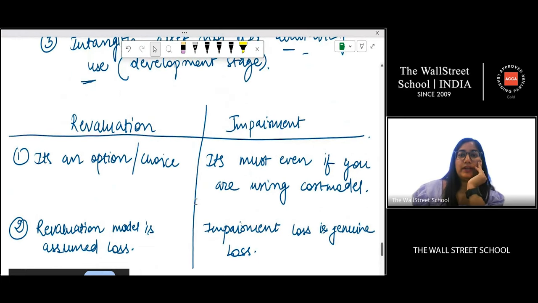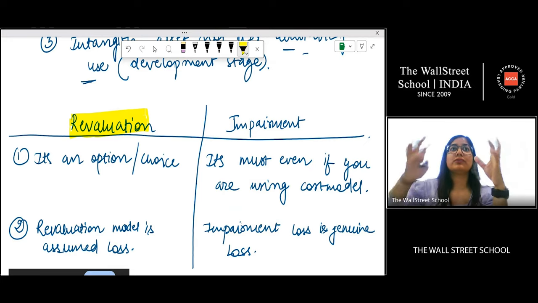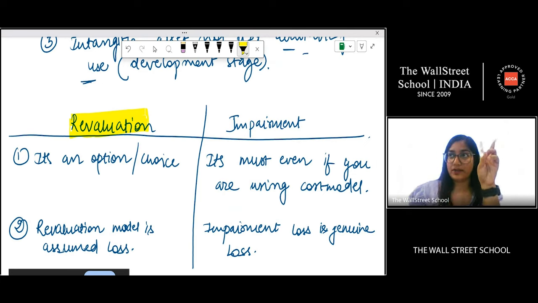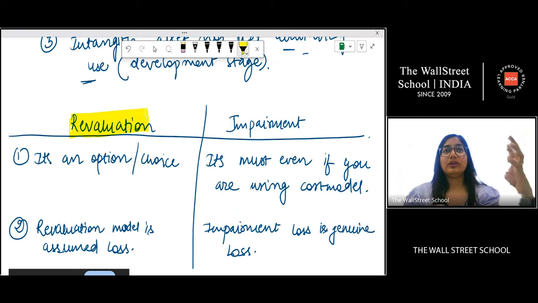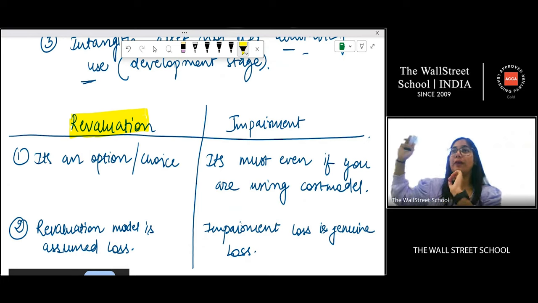Okay. So here we have two things, revaluation and impairment. Whenever a company is using the revaluation model, that means whether we need to revalue the asset or devalue the asset, it is a choice or an option that the company has, which model to follow. There are two measurement models that we have studied, cost or revaluation. So it's by their own choice that they want to follow the revaluation model. That means they want to record their asset at the fair value or the market value, right?